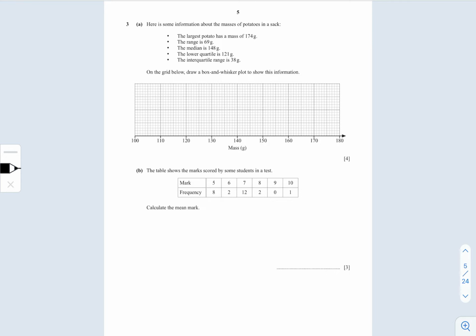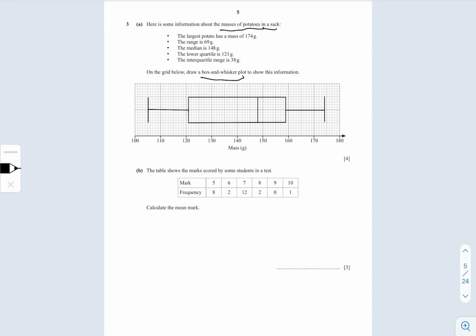Question 3 mentions that here is some information about the masses of potatoes in a set. On the grid below, draw a box and whisker plot to show the information. I'll draw it and I'll explain it to you shortly. This is how it's supposed to look once you have drawn it.